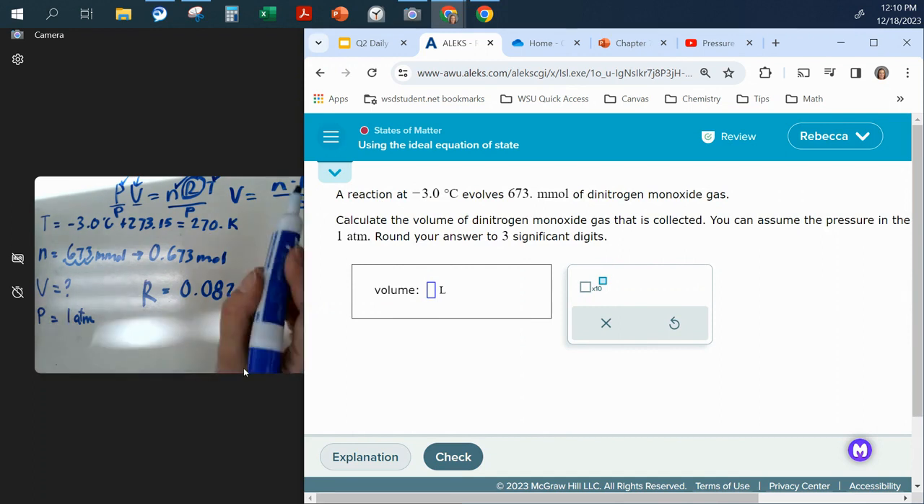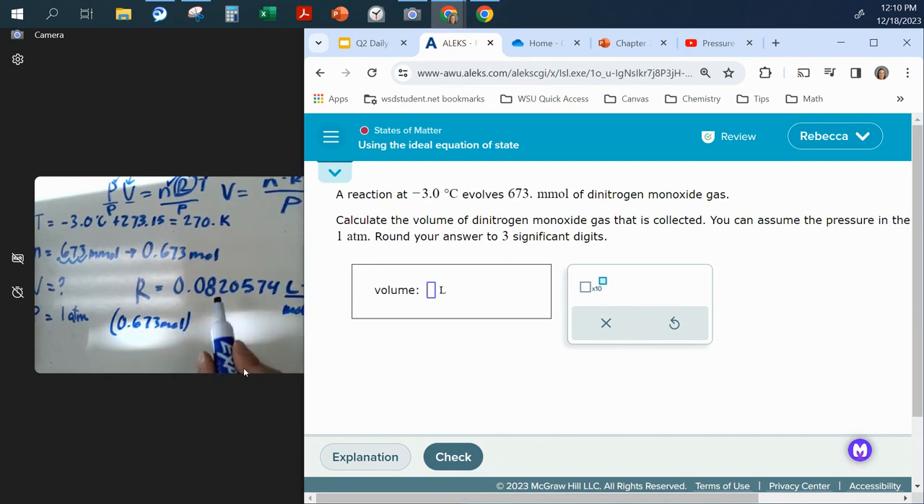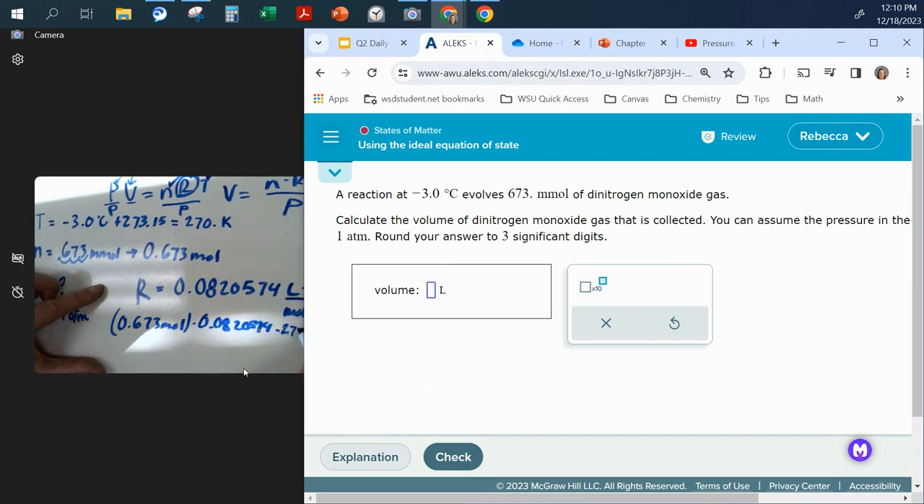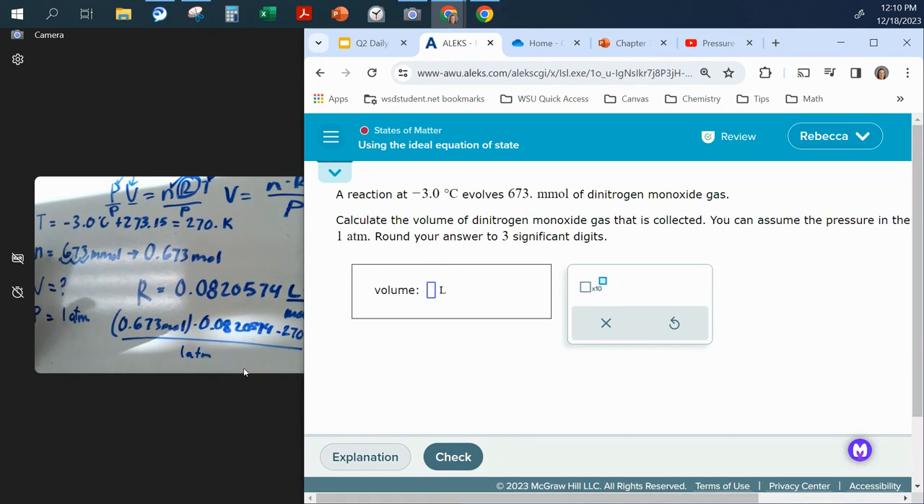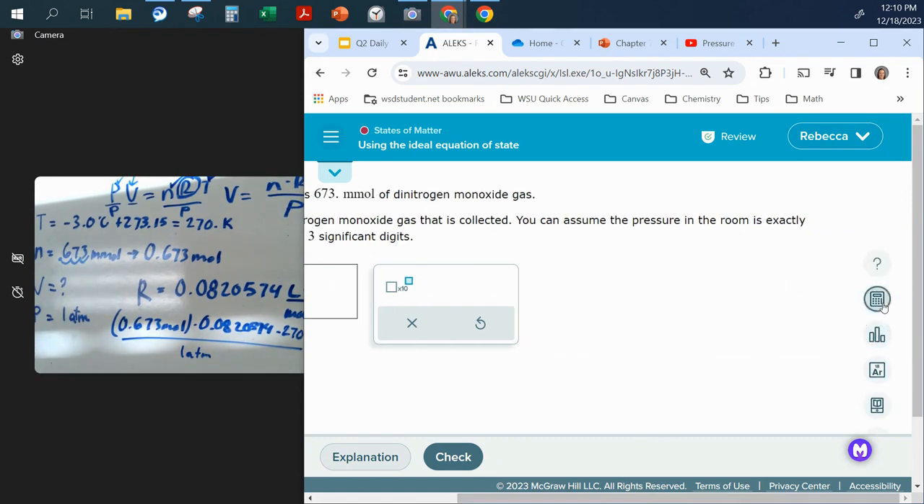Okay, so I'm going to plug in number of moles, 0.673. The gas constant is this one, 0.082057. I'm going to put in my temperature in Kelvin, it has to be in Kelvin, all over pressure, which is 1 atmosphere. That one's easy. Okay, and then I can use my calculator.